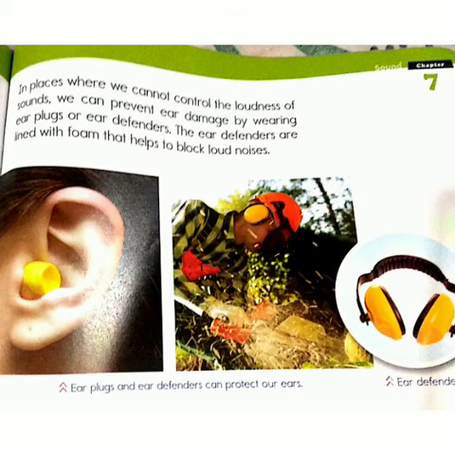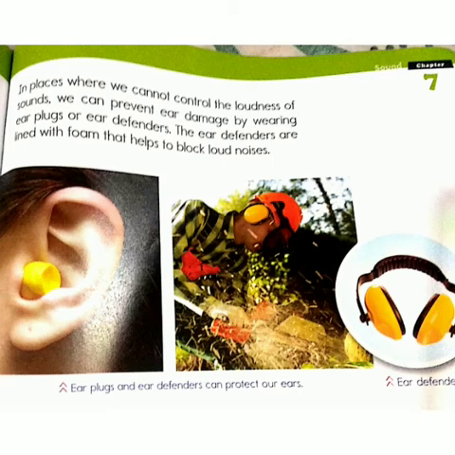I'm reading it. In places where we cannot control the loudness of sounds, we can prevent ear damage by wearing earplugs or ear defenders. The ear defenders are lined with foam. Lined means a layer is there inside it. A layer of foam is inside it, lined with foam that helps to block loud noises.